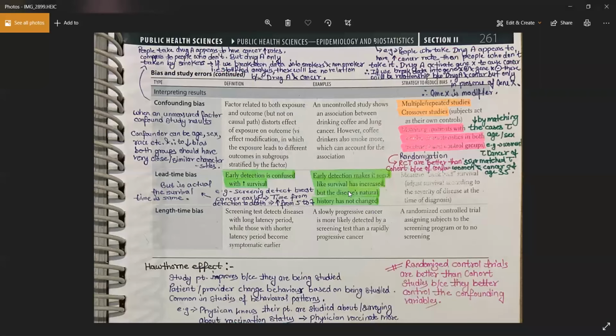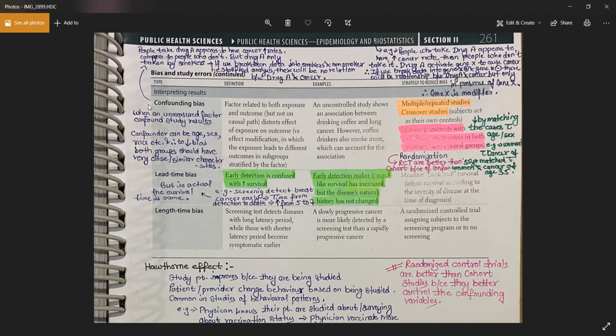Okay, so two things are there. One is the confounding bias, and second is the effect modification. Okay, let us say you want to study esophageal cancer, and you want to know the role of, let's say, having chocolates. You want to know the association between the chocolates and the esophageal cancer.